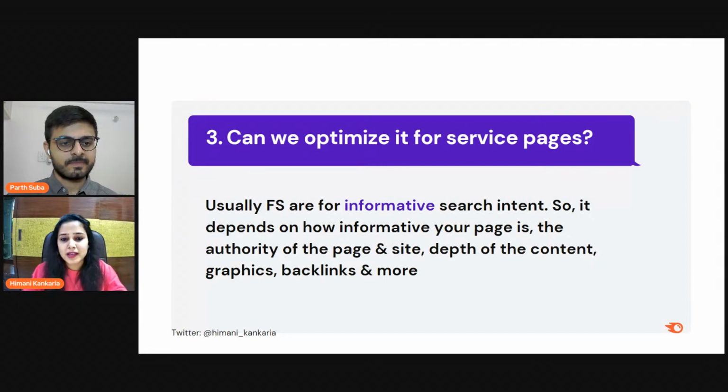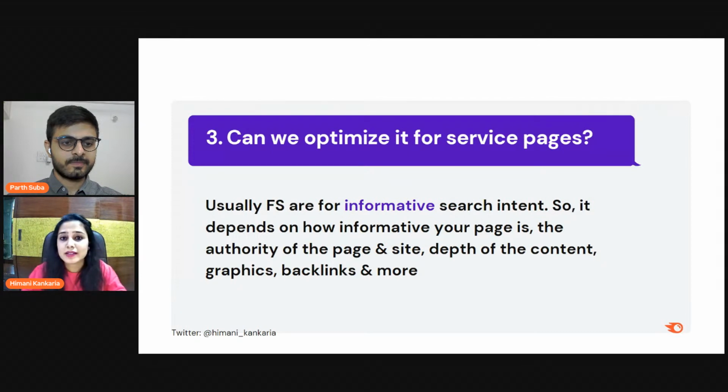Let me tell you, featured snippets are for informative search intent. People come there to understand something, right? We discussed the search intent earlier, the four search intents. The second search intent is to gain knowledge. So when it comes to gaining knowledge, your service pages should be informative. They should have authority and depth of content, graphics, and backlinks should be awesome, right? Then only you can expect it.